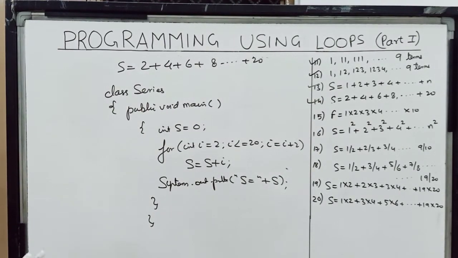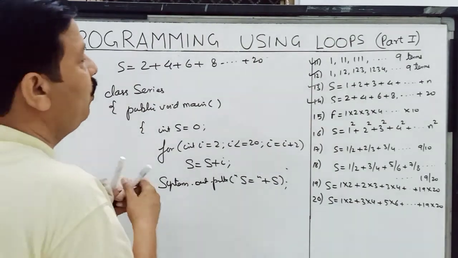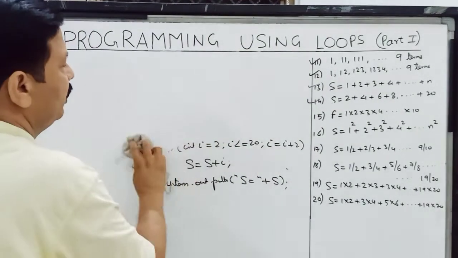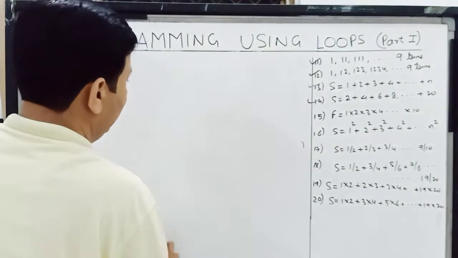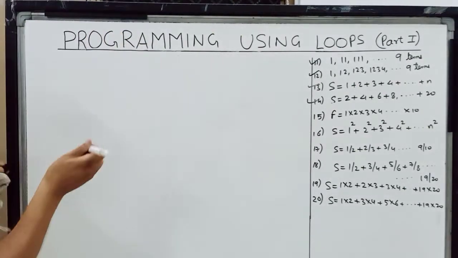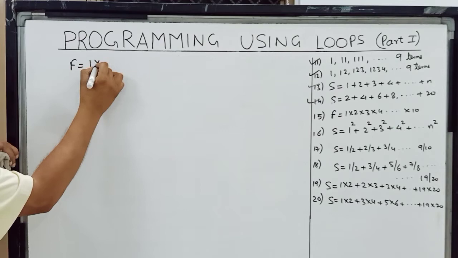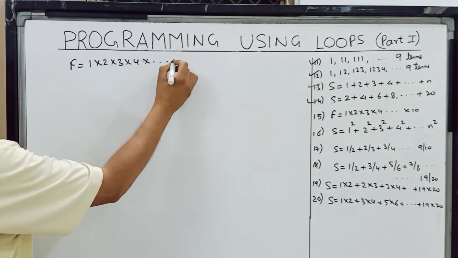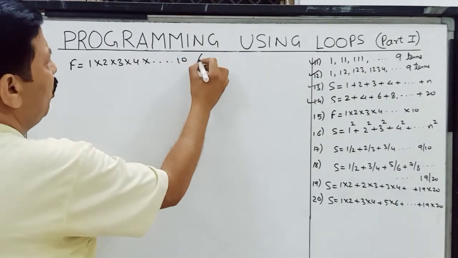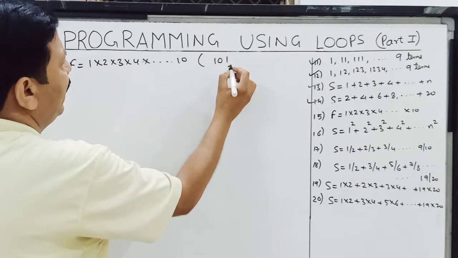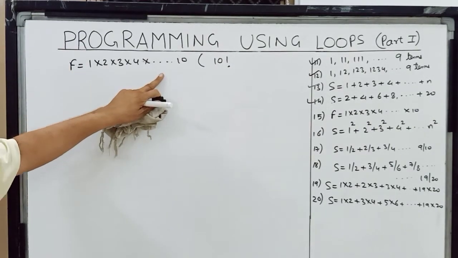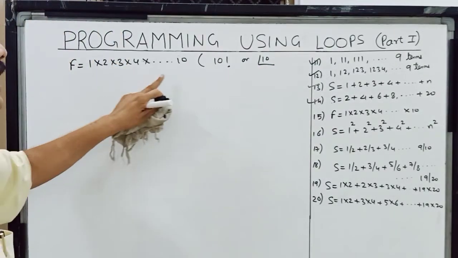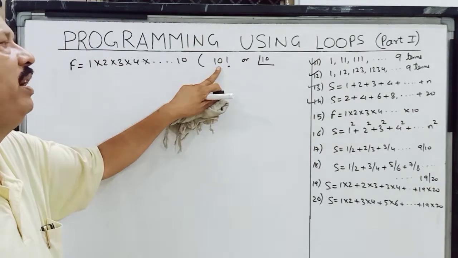Now we move on to the next one, the 15th one. This is where we are finding out the product of numbers. So a little change has to be done when we want a product of numbers. This is the series f is equal to 1 into 2 into 3 into 4, and it goes on till 10. Now children, this series you can also see written like this. This also means the same thing, or it can also be written as 10 factorial. So here we are finding out the factorial of 10.